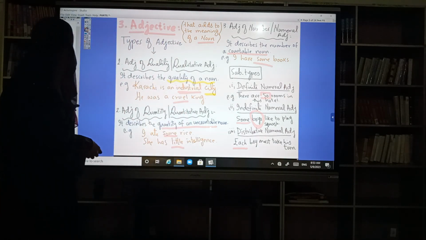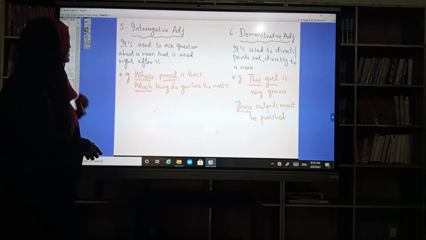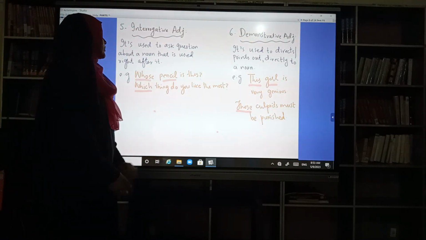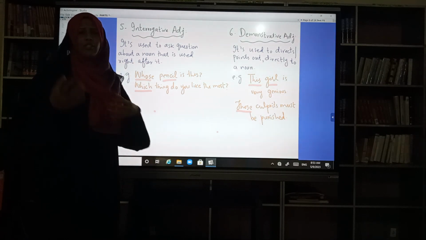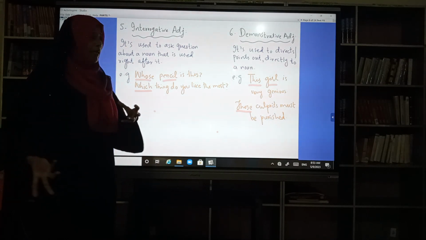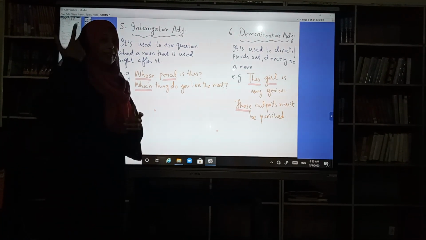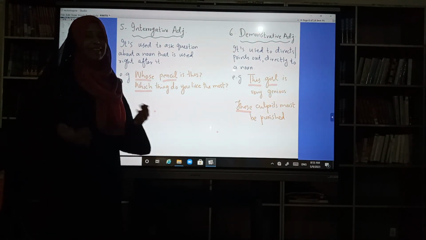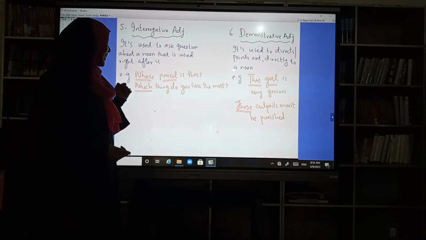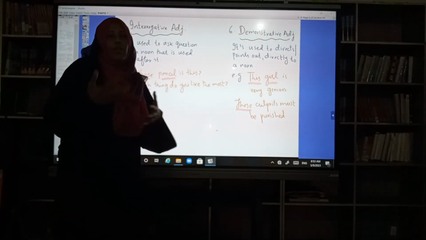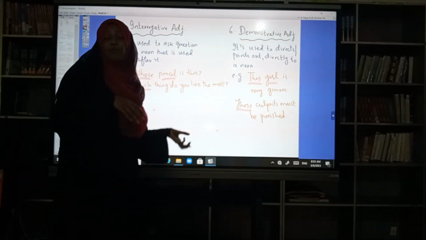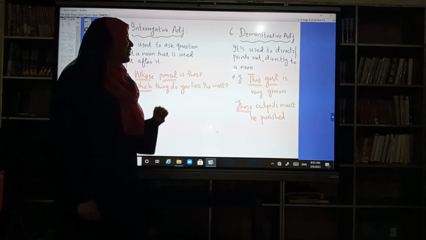Now comes the next type of adjective. It's the fifth type, interrogative adjective. It's very simple because it is used to ask questions regarding a noun. For example, whose pencil is this? Question mark definitely is to be added in order to make it an interrogative statement. Then comes, which thing do you like the most? It could be continued, like for example, tea or coffee, dining out or inside, etc.